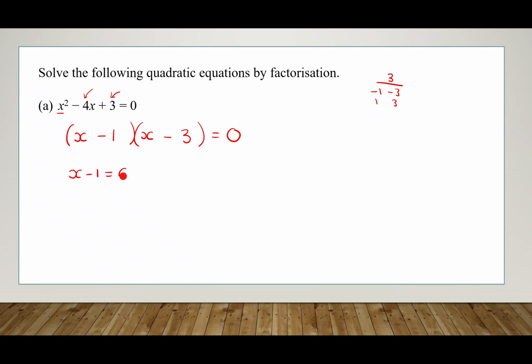So either x minus 1 is equal to 0 or x minus 3 is equal to 0. So I can solve this by rearranging just like a normal linear equation. I'm going to add 1 to both sides on the first one, and I'm going to add 3 to both sides on the second one. So I've got two solutions for this equation.